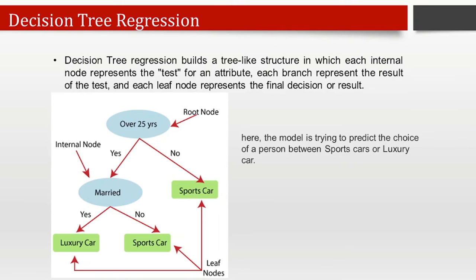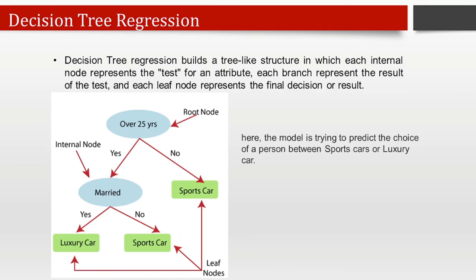A decision tree is constructed starting from the root node or parent node, which is split into left and right child nodes, subsets of the data set. These child nodes are further divided into children nodes and themselves become the parent nodes of these nodes. Consider the image showing an example of decision tree regression. Here the model is trying to predict the choice of a person between a sports car or a luxury car.